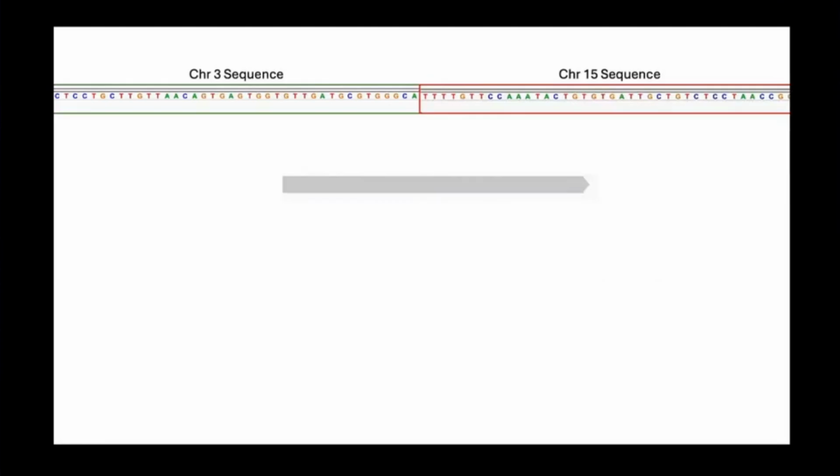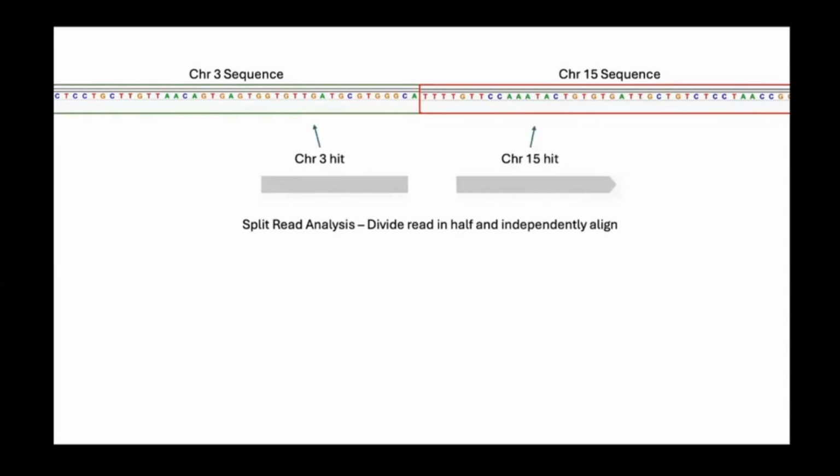So one way the software can handle this is to actually cut this read in half. This is called split read mapping, and then try independently to align both halves back to the genome. So the left half here is going to go to chromosome 3 and the right half to chromosome 15. And then because of that, we'll be able to identify, again, the breakpoint. So either individual concordant read pair mapping or split read analysis.